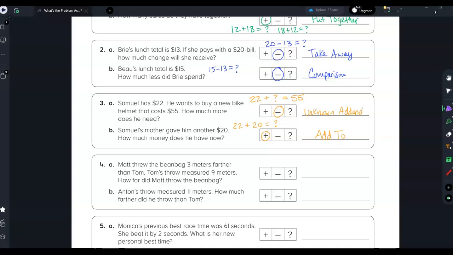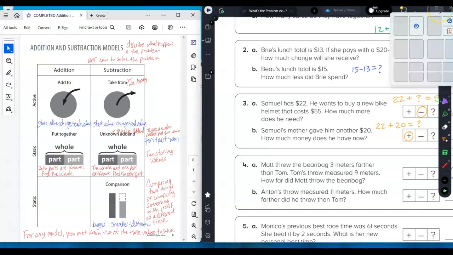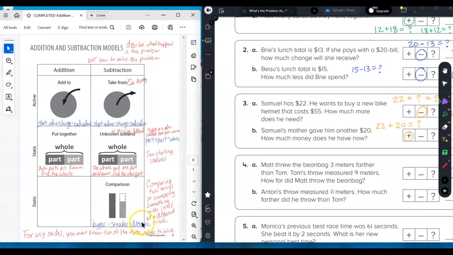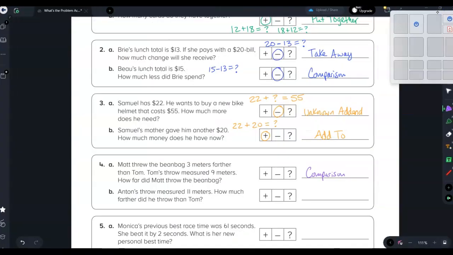So this is actually a comparison problem. We are comparing how far Matt threw the beanbag with how far Tom threw it. For comparison problems, looking at my model sheet, it's bigger minus smaller equals difference. The two things I'm comparing are how far Matt threw it and how far Tom threw it. So it's either going to be Matt minus Tom or Tom minus Matt. It depends on which one's bigger.